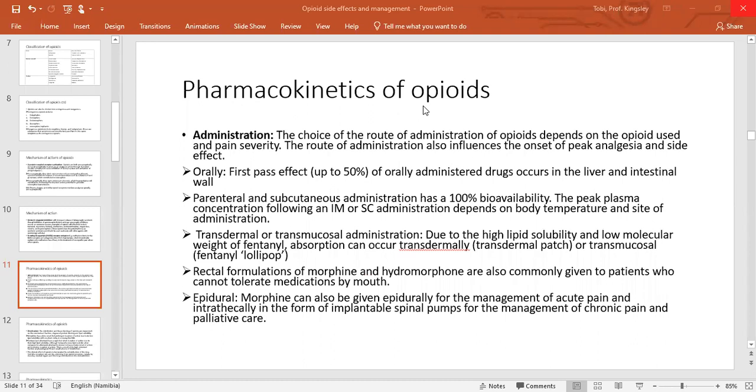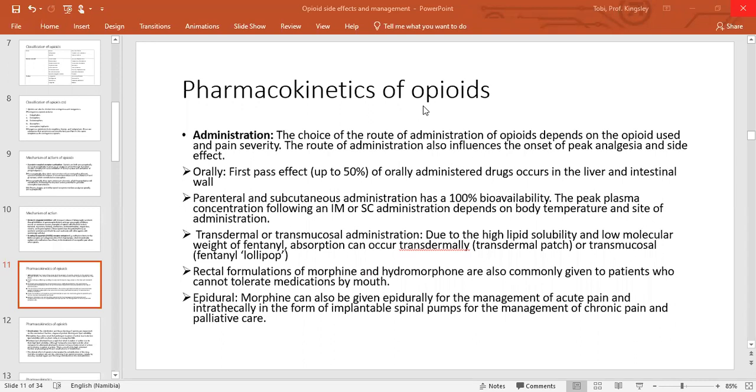We have transdermal, buccal pouch or transmucosal administration of opioids. And this is common with fentanyl because of its high lipid solubility and its low molecular weight. So absorption can take place faster through transdermal routes. That's why we have the fentanyl transdermal patch, or through the mucosa, we have what we call the fentanyl lollipop that can be very useful in certain groups of patients.